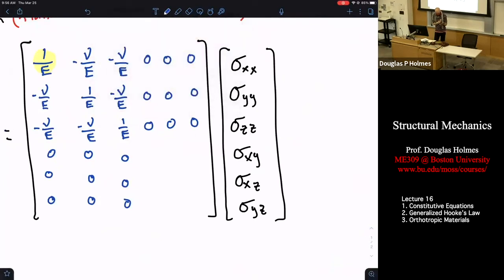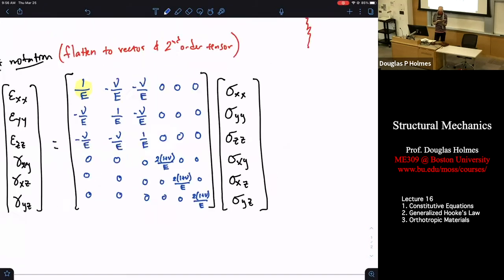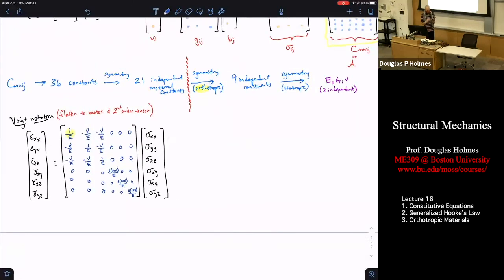This is 2 times (1 plus nu) over E. And 2 times (1 plus nu) over E. 0, 0, 0, 0, 0, 0. Where this, of course, is just one over G.